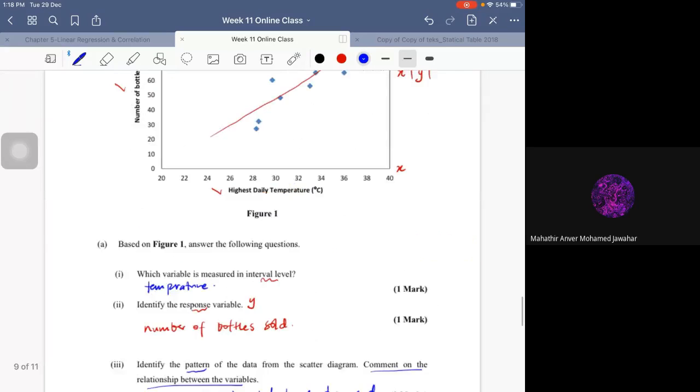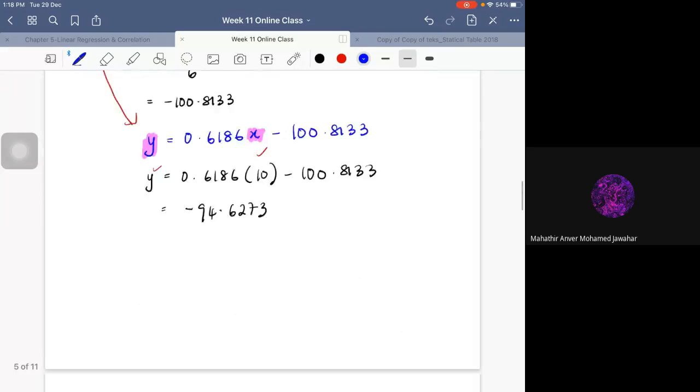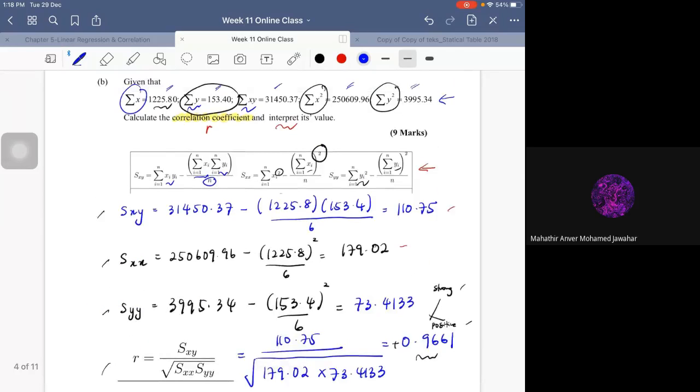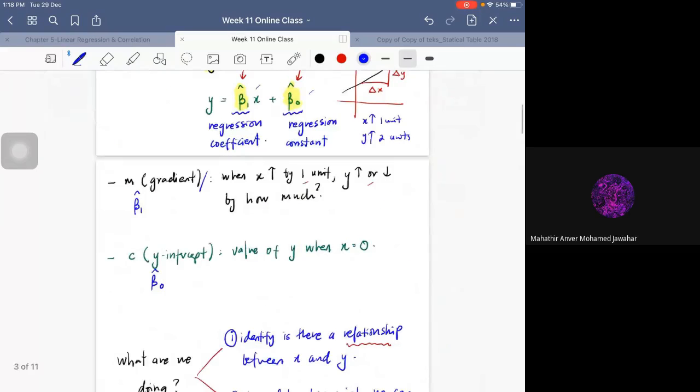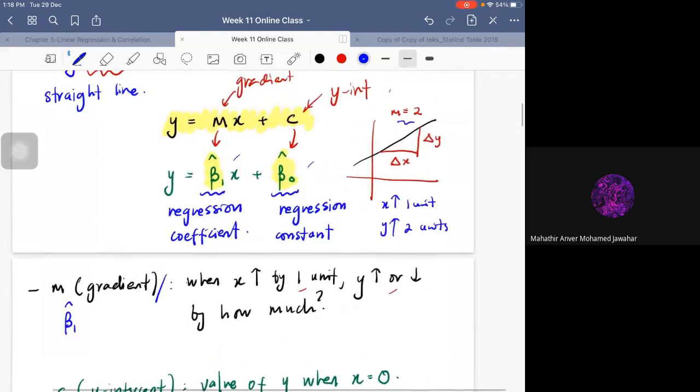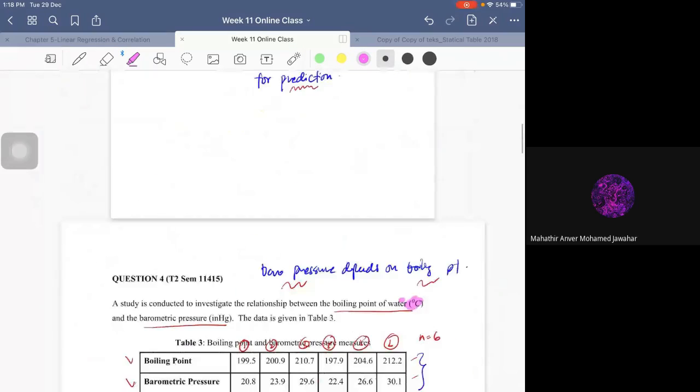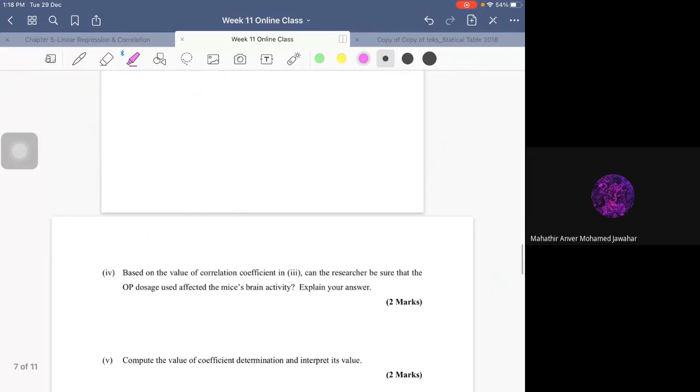Okay, let's refer back to what we have discussed earlier. There are two regression parameters. One is known as the regression constant, and one is known as the regression coefficient. So which one is the regression coefficient? Beta 1 is the regression coefficient. And what is beta 1? Remember y equal mx plus c. The one attached to the x is going to be our gradient. For this case, our beta 1 regression coefficient is going to be the gradient value.